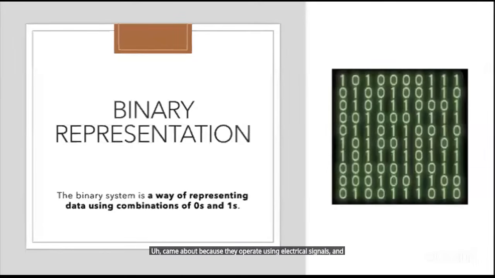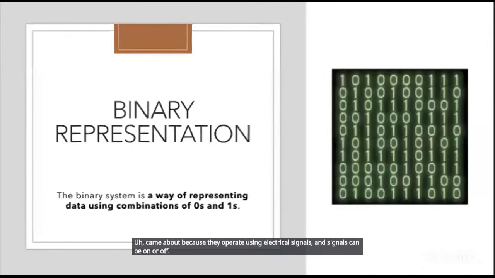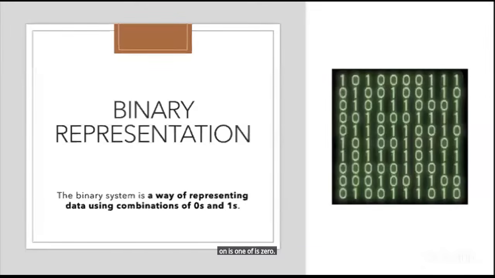And signals can be on or off. On is 1, off is 0. So the 2 digits in binary. So since computers are operating using electrical signals, therefore all its data, whether they are numbers or images or whatever, must be converted into binary form.